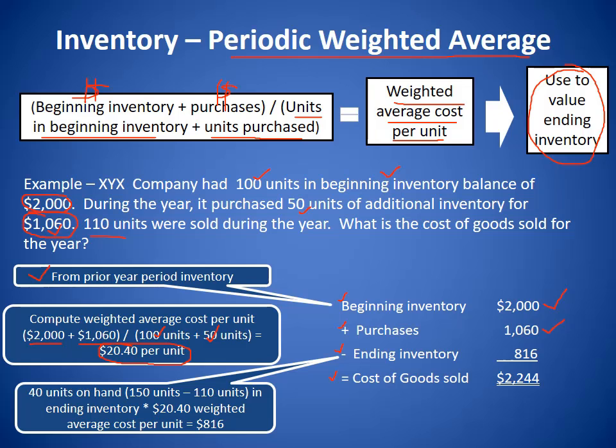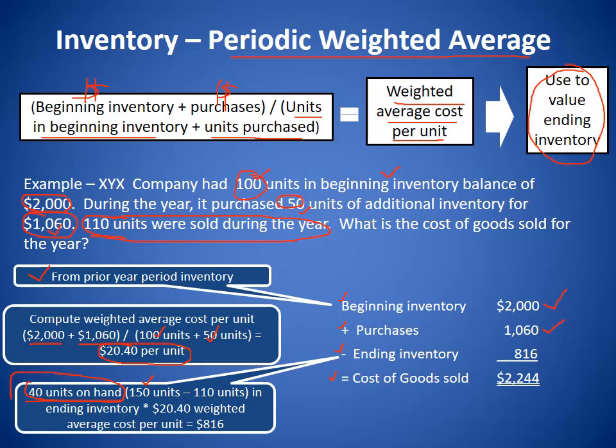We know that at the end of the year, there's going to be 40 units on hand. How did we come up with that? We had 100 units in beginning inventory, plus we purchased another 50 units during the year. So there's our 150 units, the beginning inventory plus our purchases. We're also told that 110 units were sold during the year. So we take 150 units minus 110 units, and that's how we get our 40 units on hand. So we know we have 40 units in our ending inventory.